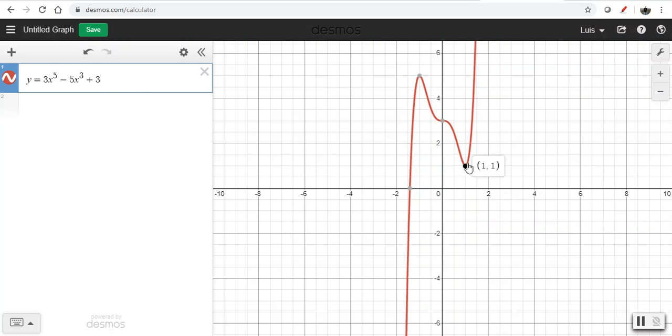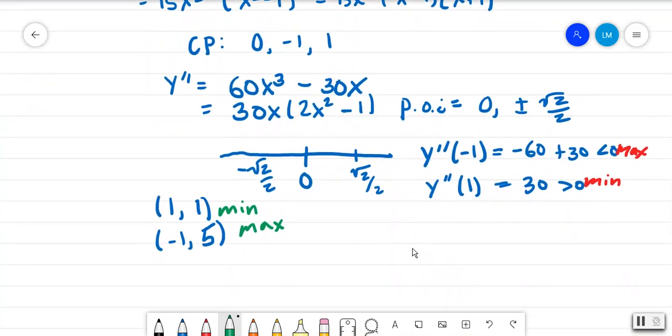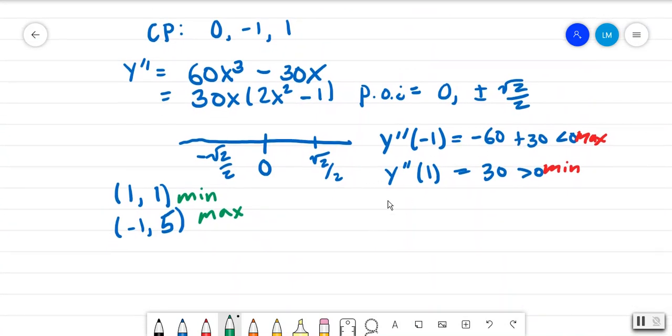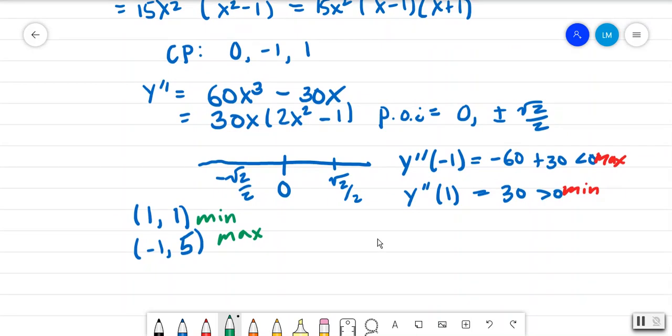See how 1 comma 1 is our minimum, 0 comma 3 is nothing, but negative 1 comma 5 is our maximum in this case. So we basically find that the second derivative test does allow us a whole lot. Notice that I kind of wasted time figuring out the points of inflection and making this interval line test, even though I didn't really need it. But that's just to give you an idea: if you did need it for whatever reason, you would set up your interval line test and then plug in your points.